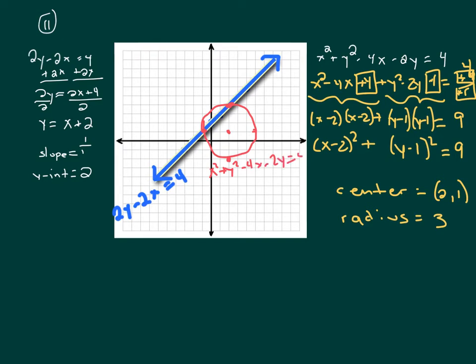But now we have to find our points of intersection. So it looks like my first point of intersection is right here at negative 1, 1. So let's write that down. And it looks like my second point of intersection is over here at positive 2, 4.